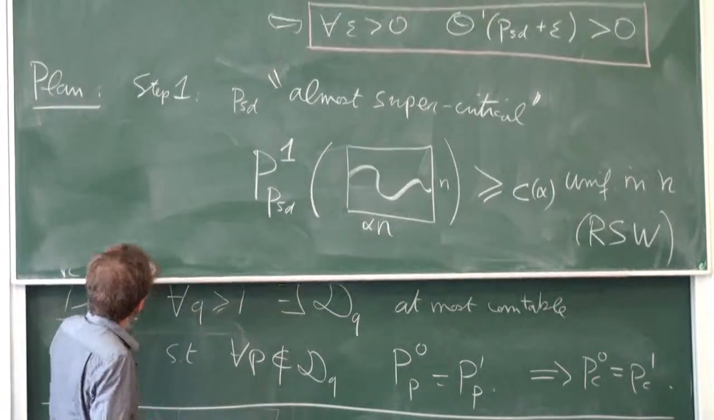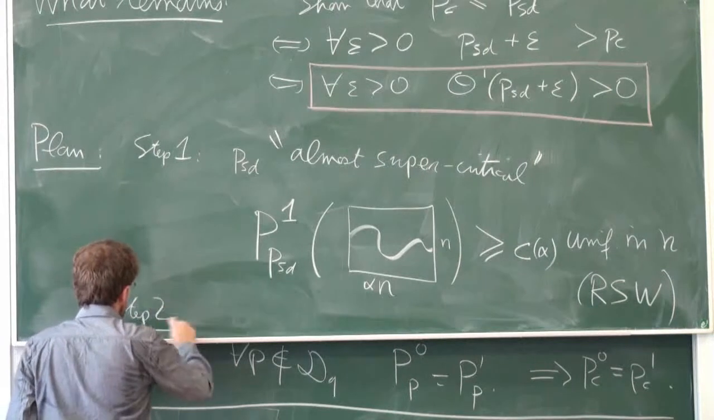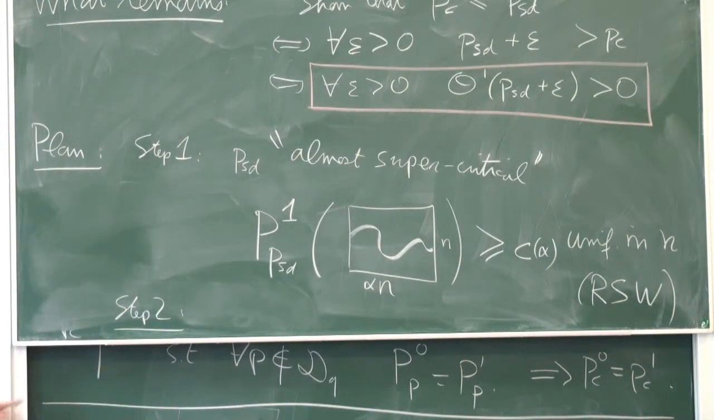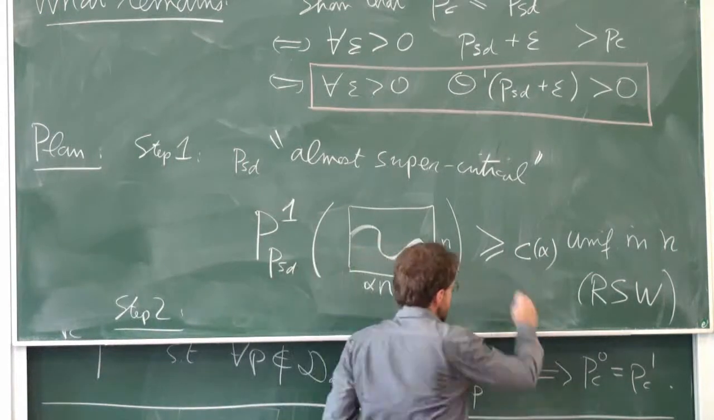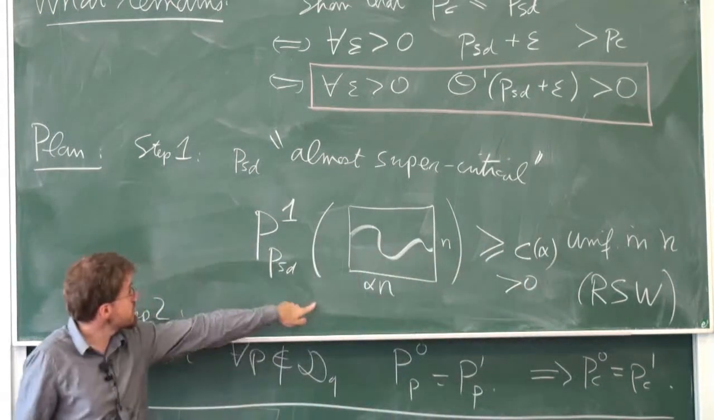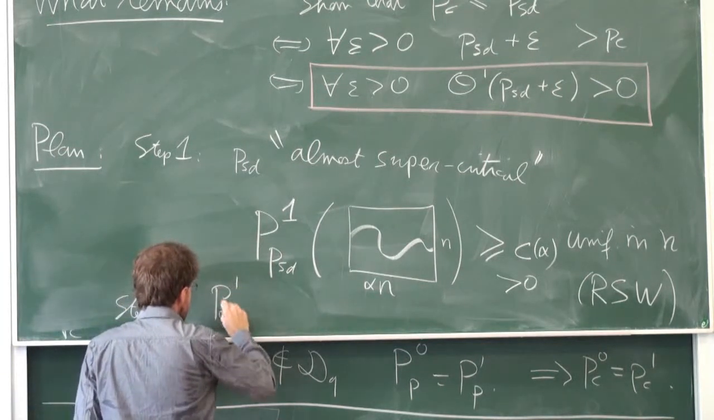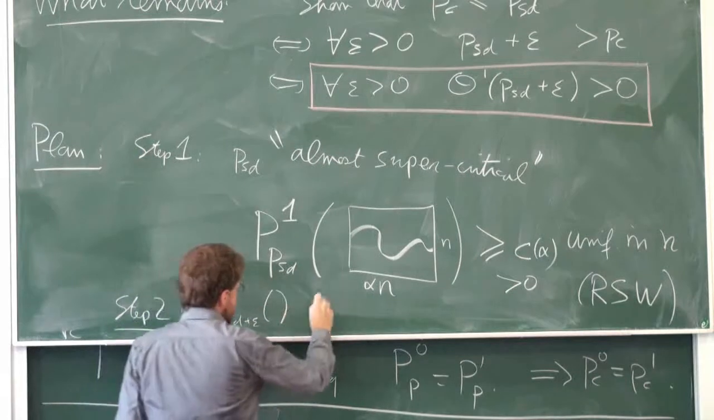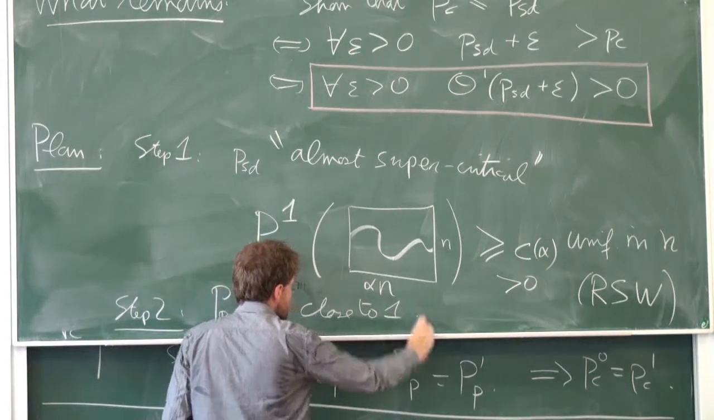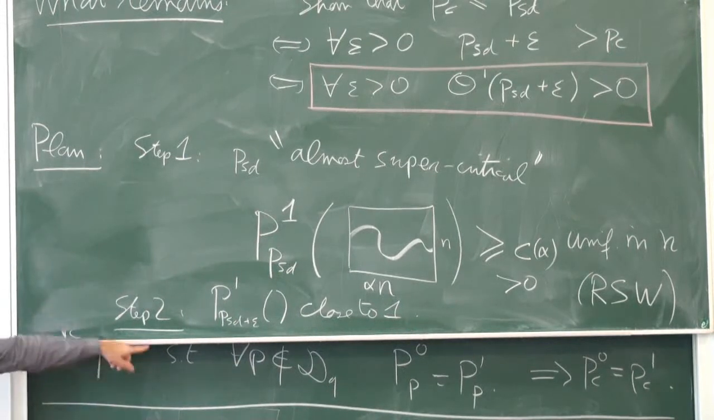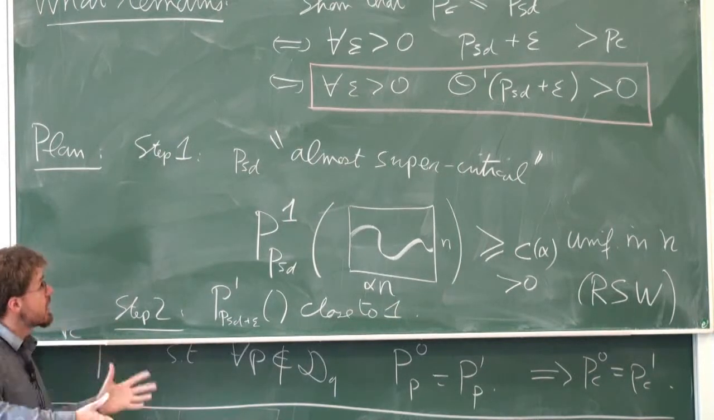And then step 2 will be to show that if you have a bound like this, which is positive, for P self-dual and you increase P a little bit, then you will make this probability very close to 1. So the probability at P self-dual plus epsilon of the same thing will be close to 1. And step 3 will be, once you have that this is close to 1, show that theta of P self-dual plus epsilon is actually positive. So show that if you can cross large boxes with probability close to 1, actually you can build an infinite cluster.